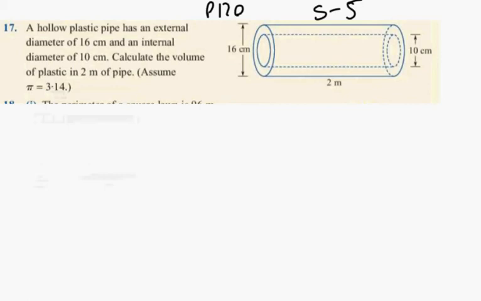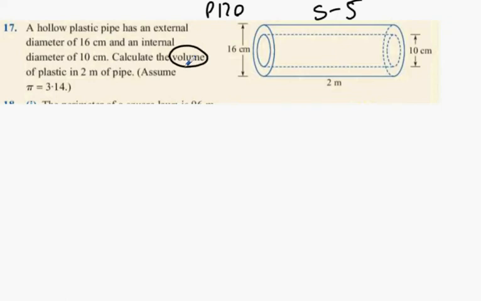A hollow plastic pipe has an external diameter of 16 centimeters and an internal diameter of 10 centimeters. Calculate the volume of the plastic in 2 meters of pipe. Okay, the keyword is volume. So you have the volume of a cylinder.